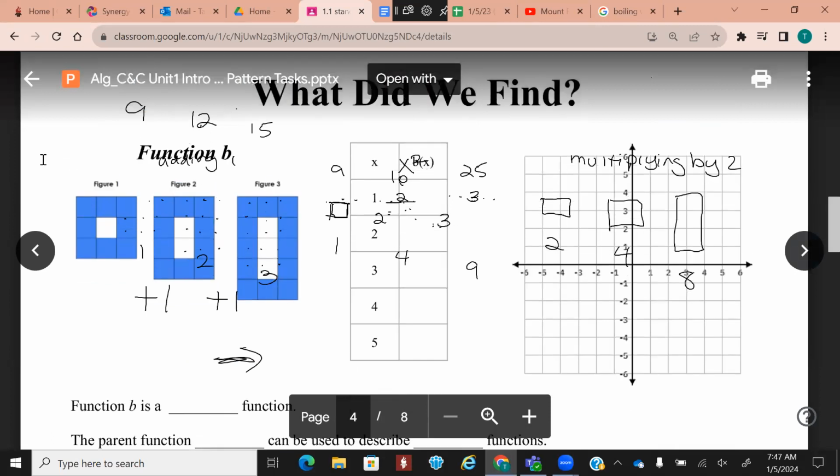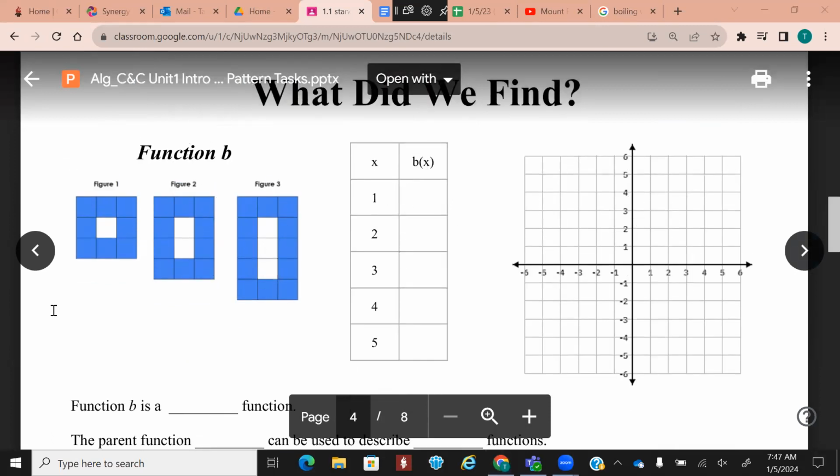So what did we find? And this is on your paper, right? Yeah. Okay, so B of X. So in the first figure, how many boxes did we have in total? We had 9 in total. What about on the second figure? And then third figure? What about the fourth figure? I know there's not a picture there, but what would it look like? Why'd you say 18? Exactly. So then 18 plus 3 would be? Okay, good.